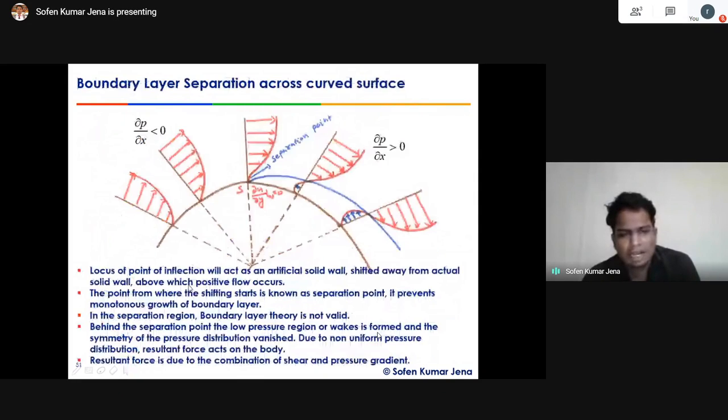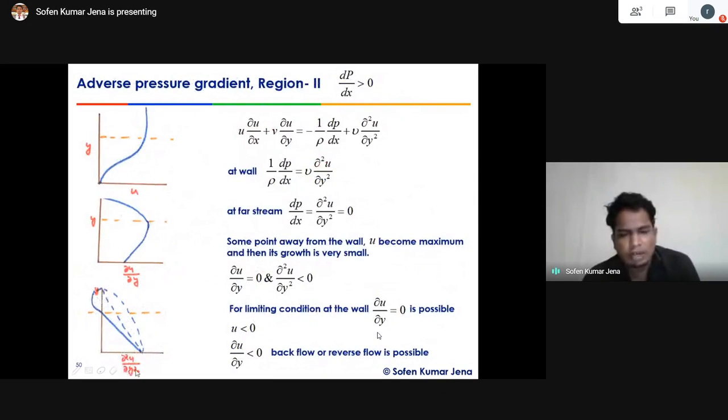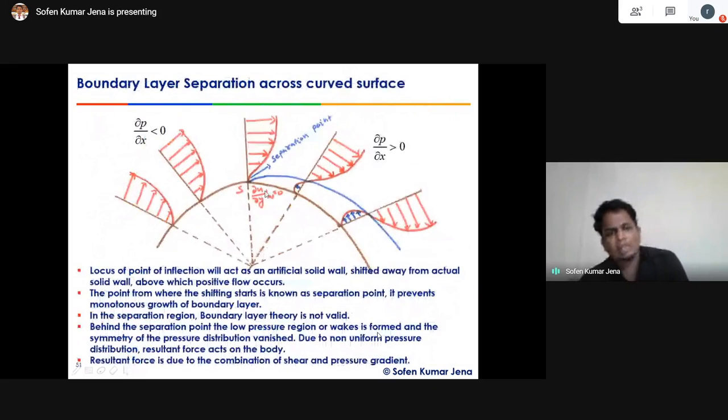Till the double derivative term of u is positive, till this region, the velocity has a reverse direction. Once this term becomes negative, then the velocity becomes positive, right? The velocity direction and this term have a reciprocal sign. So similarly, this is the point of separation.